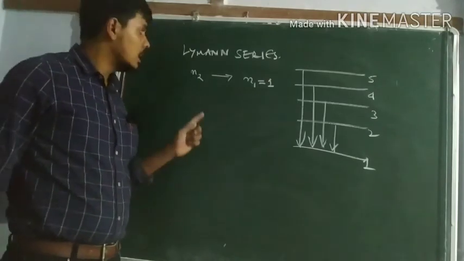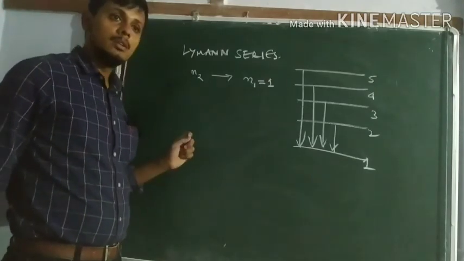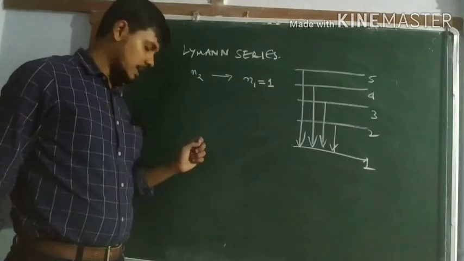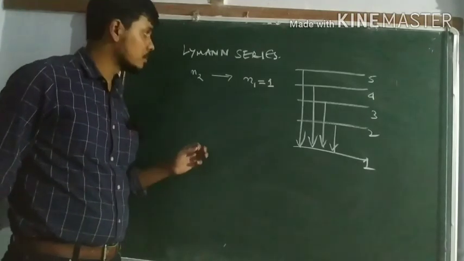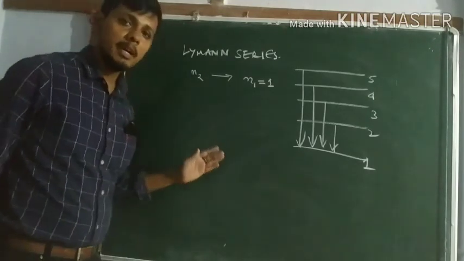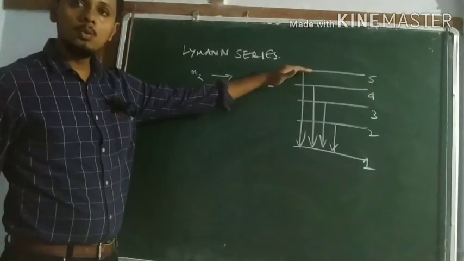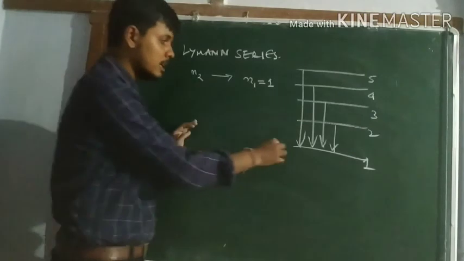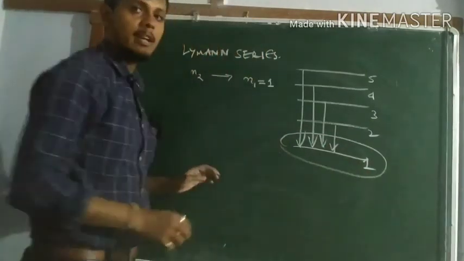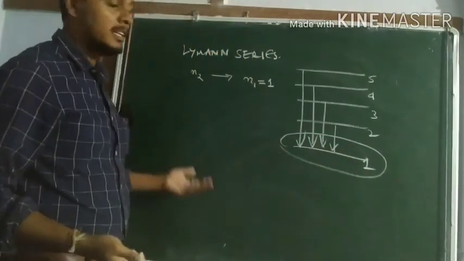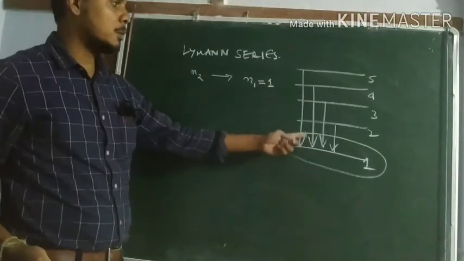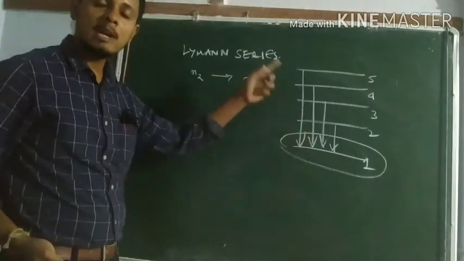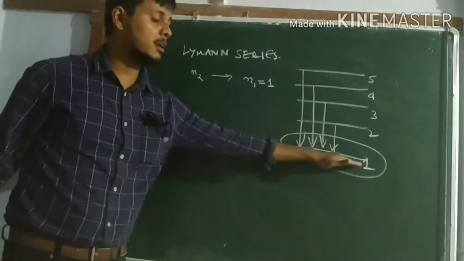Let us see the Lyman series. In the case of the Lyman series, the electron comes back from n2 to n1 equals 1. When the electron comes down from higher energy levels to n equals 1, we get the Lyman series. A series of lines can be obtained, each corresponding to a particular coming back of the electron from a higher energy level to n equals 1.